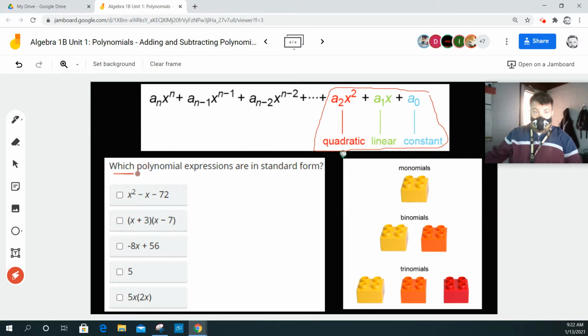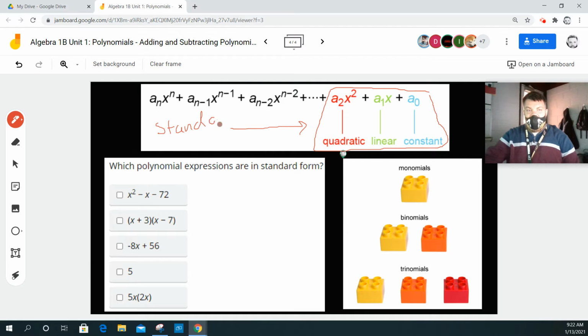Down here, it says, which polynomial expressions are in standard form? So basically, this stuff right here, this is what we call standard form. Now, standard form for a quadratic or linear or constant, we say it's standard form. Well, different textbooks say different things, but really it's descending order.